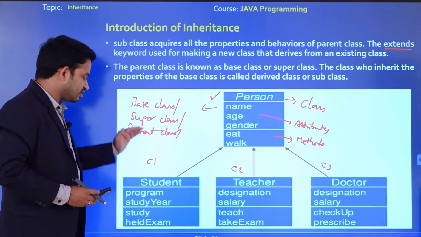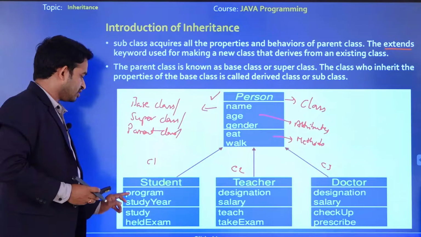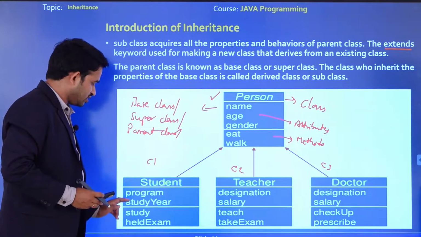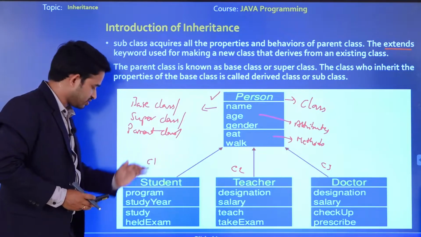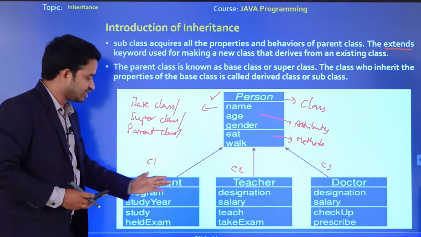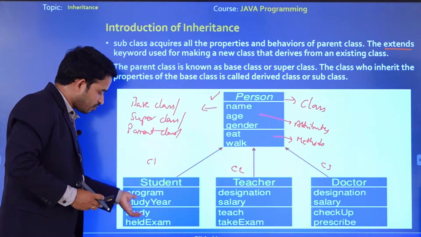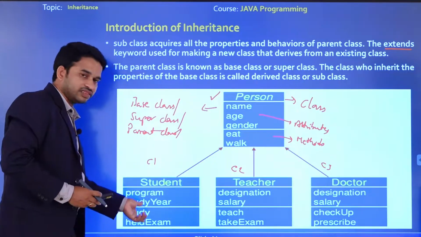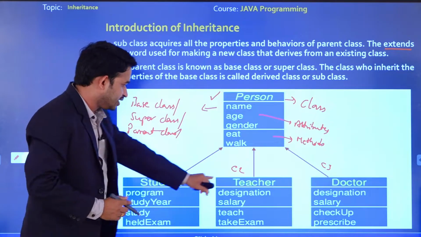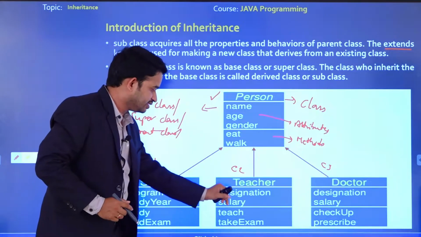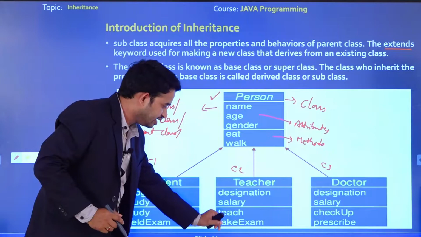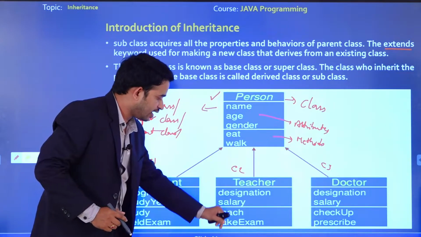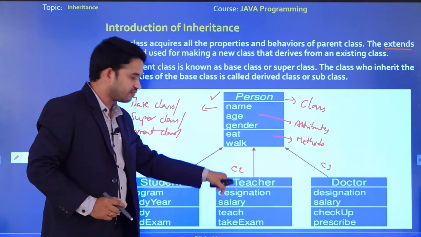In student, I am declaring some more properties. Student is going for one program and is studying some year. Next, study is one of the actions, and held exam is one of the actions. These are the attributes and methods of the student class. Teacher is one more class. Designation and salary are attributes of the teacher class, and teach and take exam are actions, also called methods, of the teacher class.